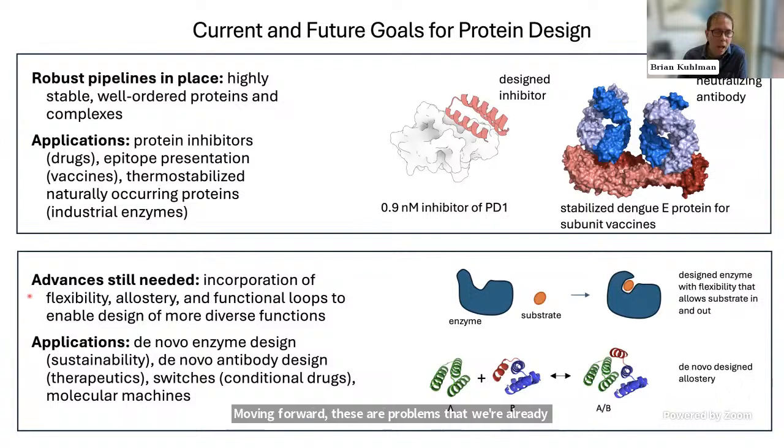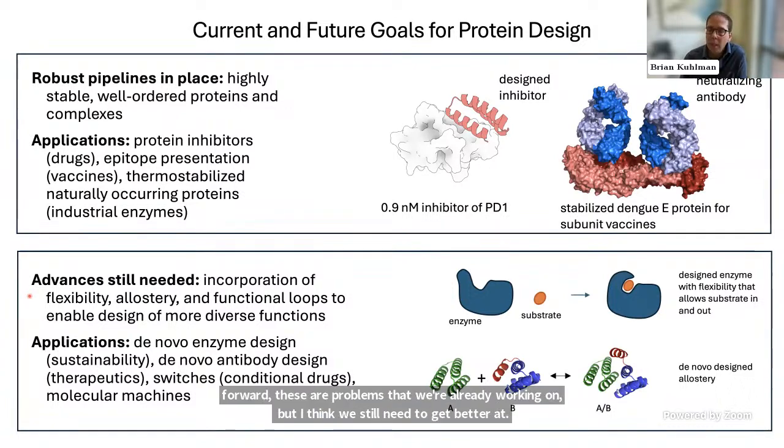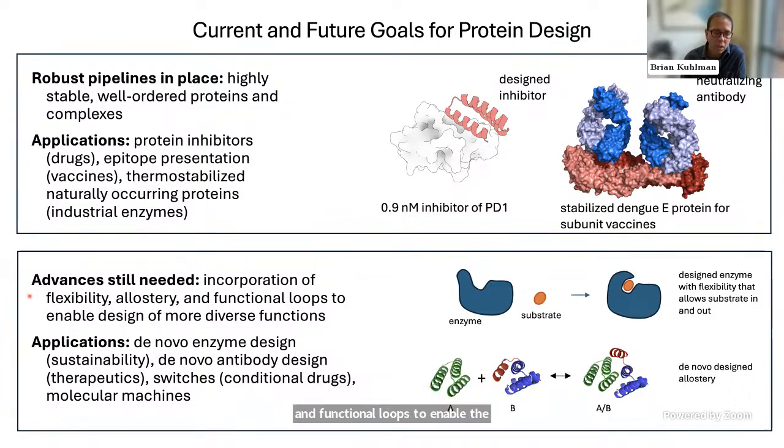the incorporation of flexibility and allosteric input designs and functional loops to enable the design of more diverse functions. The applications for these types of features will be de novo enzyme design, de novo antibody design, switches, and even more ambitiously molecular machines.